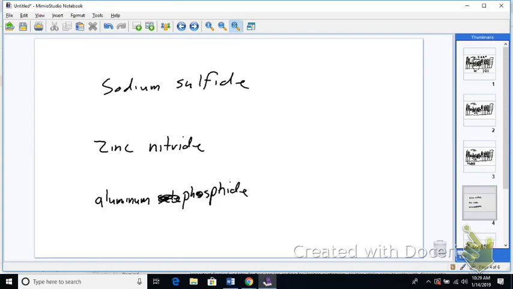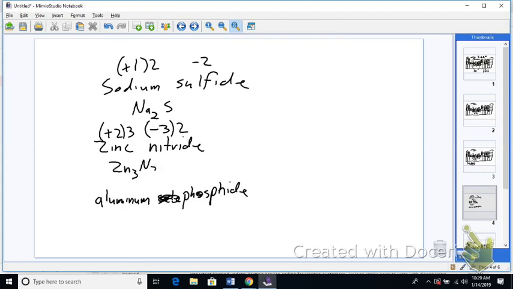So sodium's a +1, sulfur's a -2, so I have to have 2 of these, so that's Na2S. Zinc is a +2, nitrogen's a -3, so I have to have 3 zincs for every 2 nitrogens. So that's Zn3N2. And aluminum's a +3. Phosphorus is a -3. So that's AlP. Questions on those? That's all you're doing.